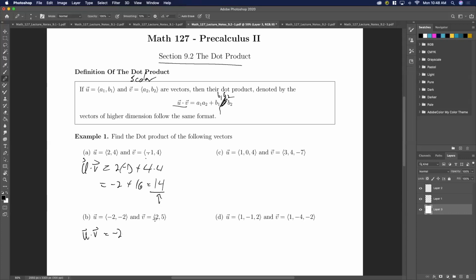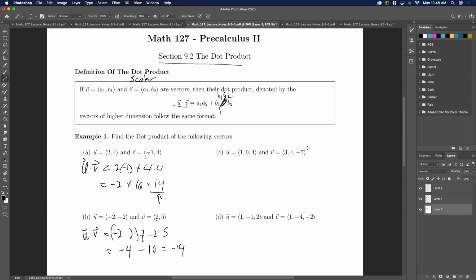So here I'll have -2 times 2 plus -2 times 5. So that gives me -4 minus 10. So this will be -14.